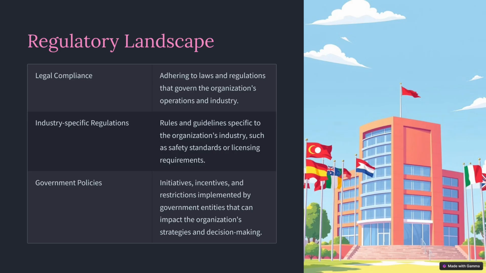Regulatory landscape. Legal compliance: adhering to laws and regulations that govern the organization's operations and industry. Industry-specific regulation: rules and guidelines specific to the organization's industry, such as safety standards or licensing requirements. Government policy: initiatives, incentives, and restrictions implemented by government entities that can impact the organization's strategies and decision making.